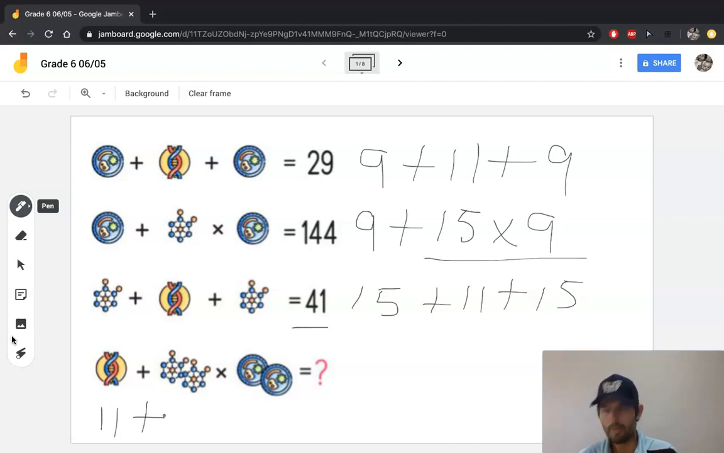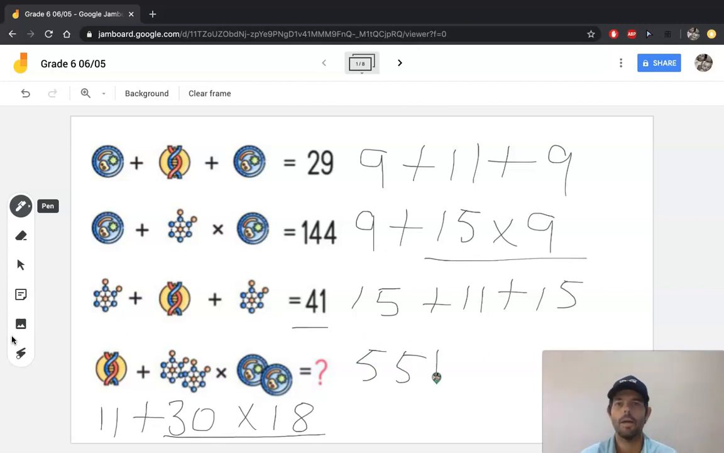Double molecule will be 30. Double bacteria, sorry, that should be multiplied. Double bacteria should be 18. Okay, and now you need to do 30 multiplied by 18 first because in order of operations, multiply comes before addition. So here you can do it a number of ways. I can say 3 multiplied by 18 is 54. And then add the 0 to get 540 and add the 11 to get 551.